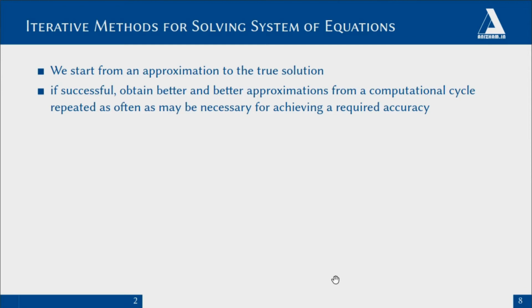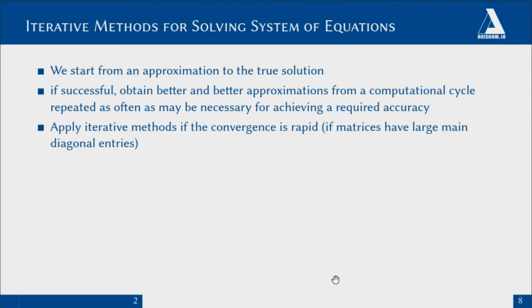The number of iterations or computational cycles varies with the required accuracy. If we require a more accurate solution, then the number of iterations will be more. And if we require only a less accurate solution, then the number of iterations can be less. And the condition for applying this iterative procedure is that we are successful in representing each of the variables as a function of the other variables.